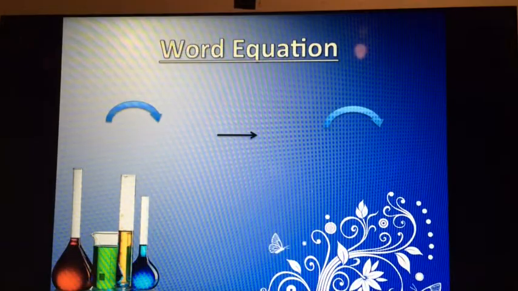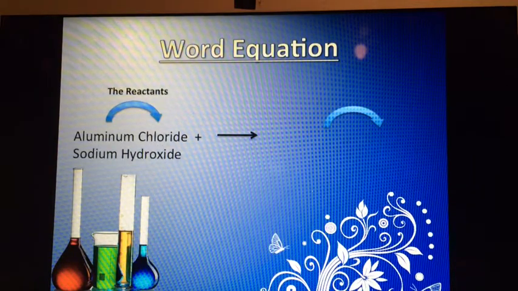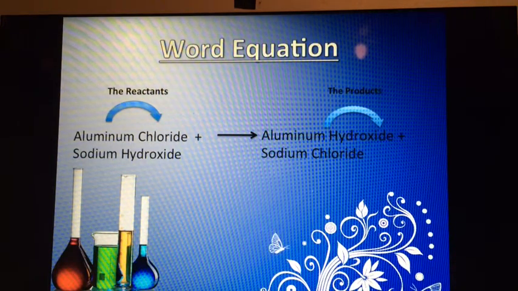Now the next word equation we are dealing with is aluminum chloride plus sodium hydroxide, which are the reactants, forms aluminum hydroxide plus sodium chloride, which are the products. Now the chemical equation.